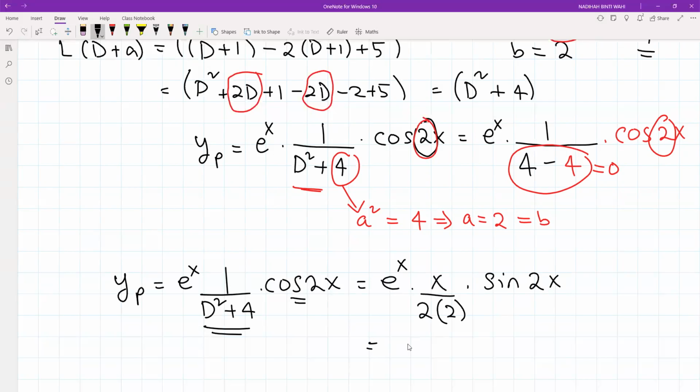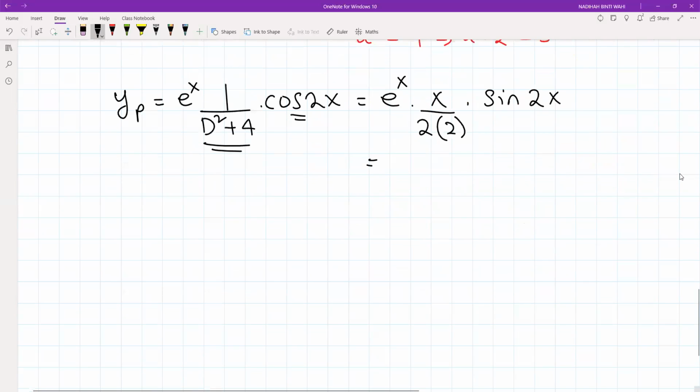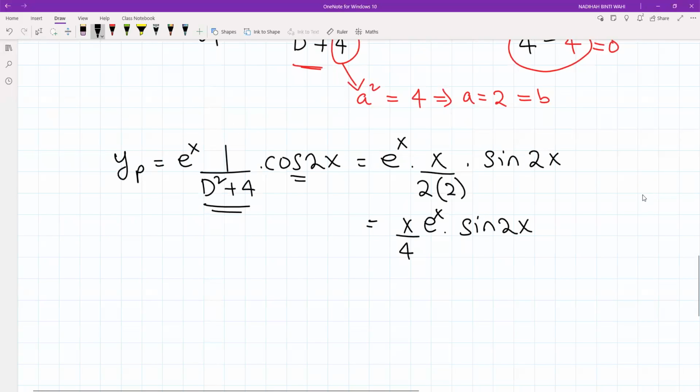So jawapan dia adalah X, sekejap. So YP sama dengan ini jadi X E to the X over 4 darab dengan sin of 2X. Okay, ada persoalan setakat ni?